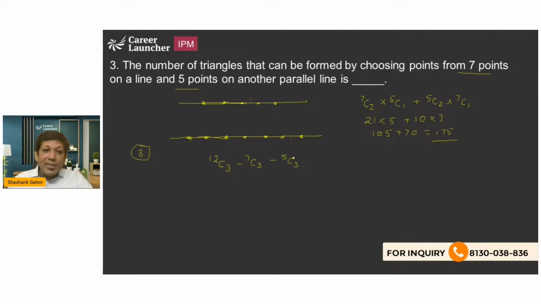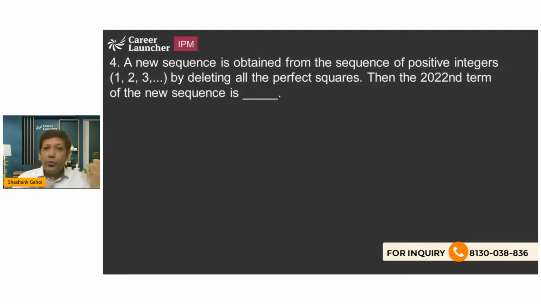So what is the answer? That is going to be 12C3 minus 7C3 minus 5C3, and that's going to be your answer. So you can do either this or this, and both approaches are going to give you the absolutely same and correct answer. Okay. Now let's move on to the next one.